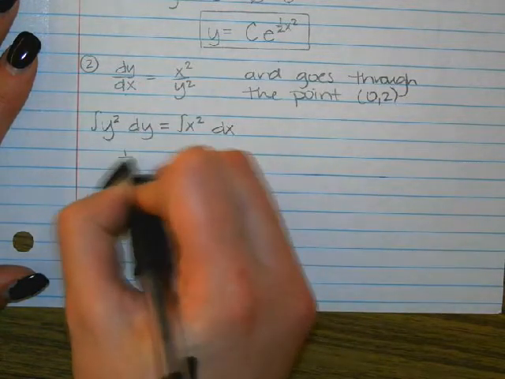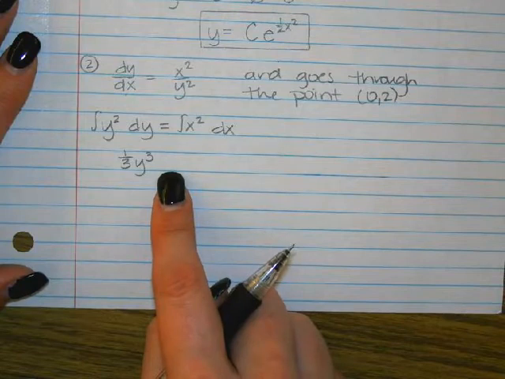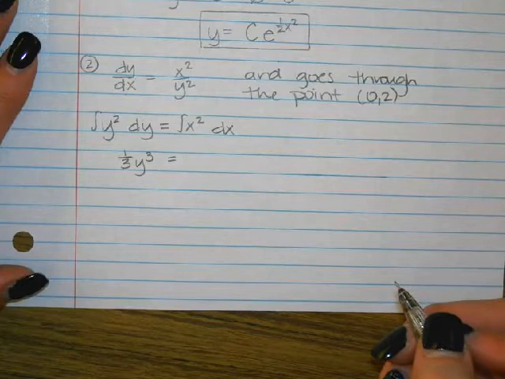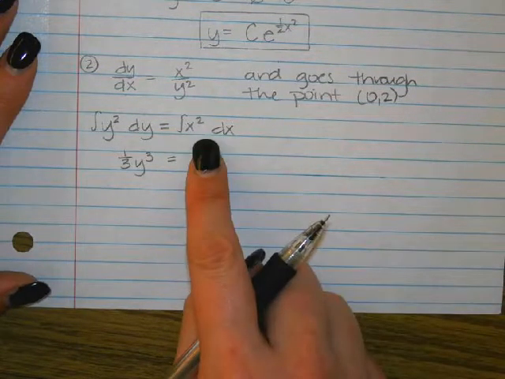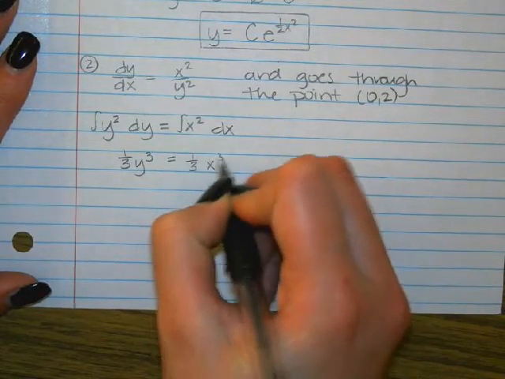Yeah, 1/3 y to the third. Do we need to put a plus c here? No, technically no, because we're just going to put it on the side with the x's. It only has to show up in the problem one time. What do we have on the right side? 1/3 x to the third plus c.